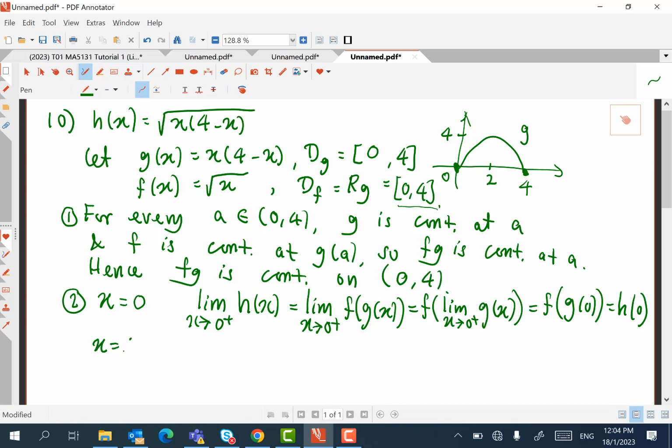When x is 4 at the other end, you want to check the limit when it tends to 4 from the left. You want to show that it equals h(4).